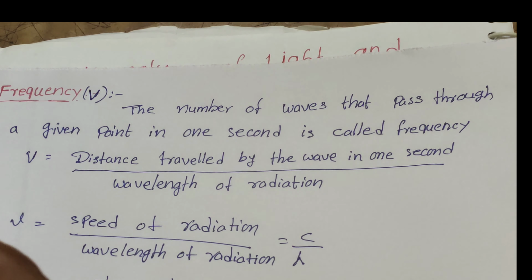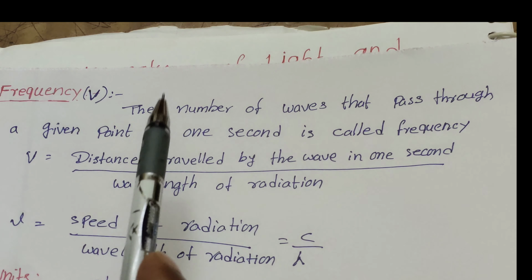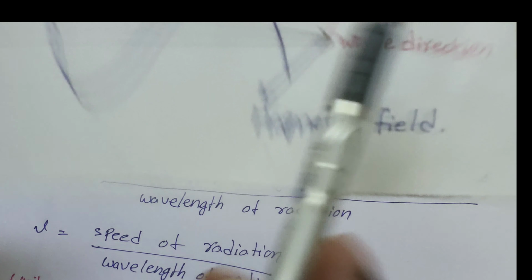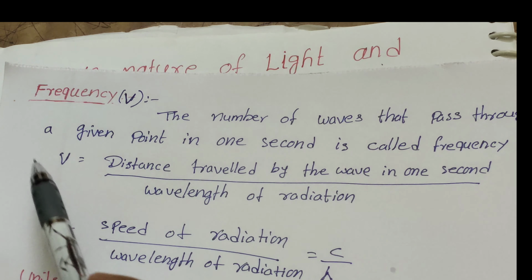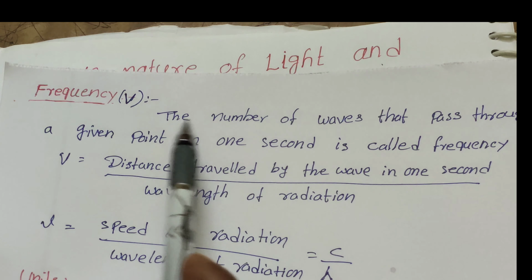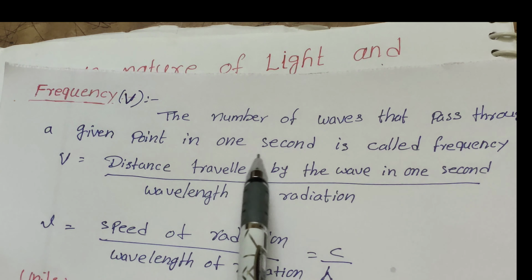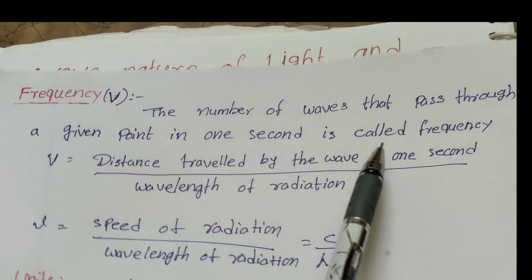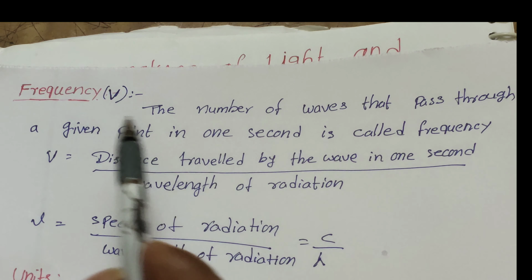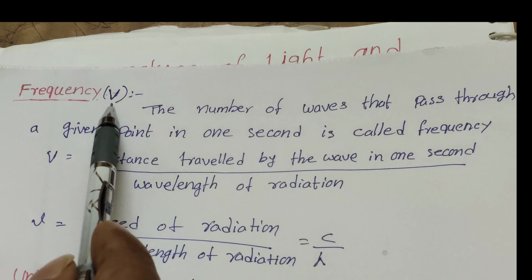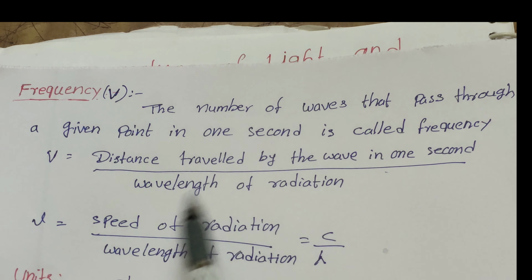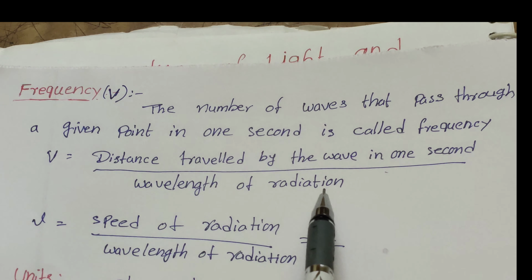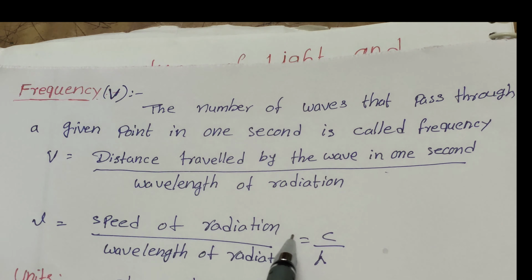Next one is the frequency. So what is the frequency? The number of waves that pass through a given point in 1 second is called the frequency. The frequency we simply indicate with nu. The nu is nothing but the distance traveled by the wave in 1 second divided by the wavelength of a radiation. So nu is nothing but the speed of radiation over the wavelength, or c by lambda.